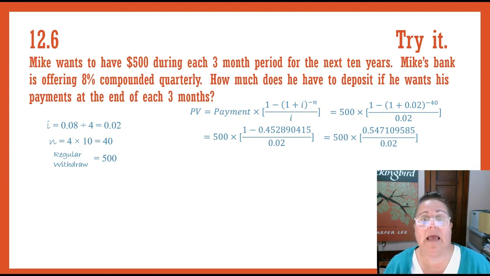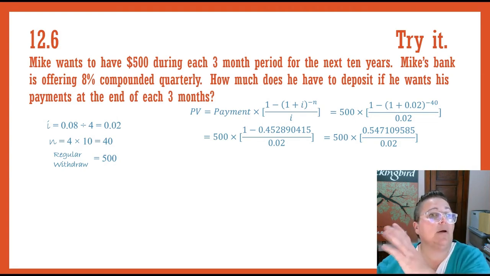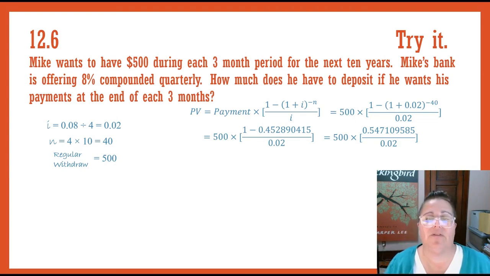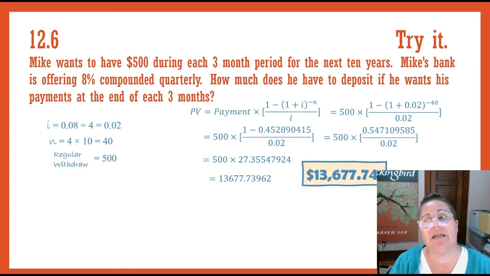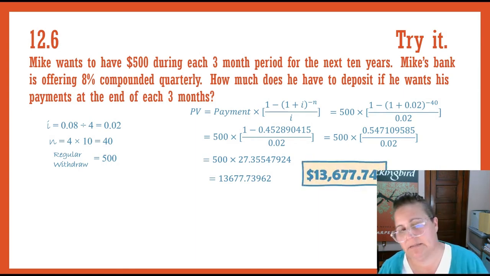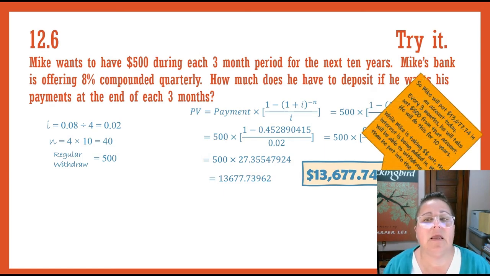Now, I'm going to find what's in those square brackets first. 0.547109585 divided by 0.02 gets me 27.35547924, which I'm going to multiply by 500 to get $13,677.74. Mike is going to put those $13,677.74 away into an account today.